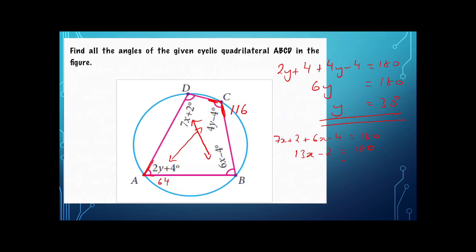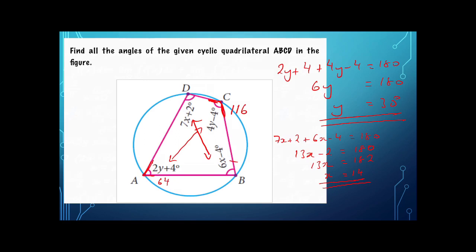180. Add 2 to both sides, gives 182. And divide by 13. 13's into 18 goes once with 5 remaining, and goes in 4 times. So x is equal to 14 degrees. We weren't asked to find x, we were asked to find the size of the angles.